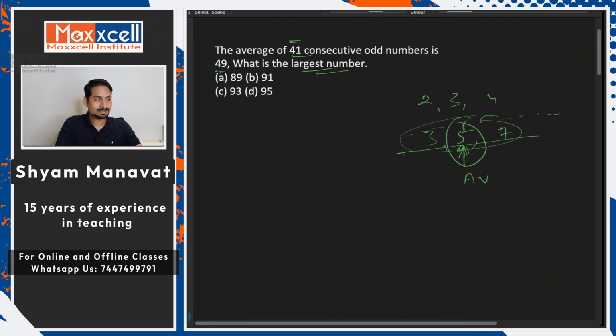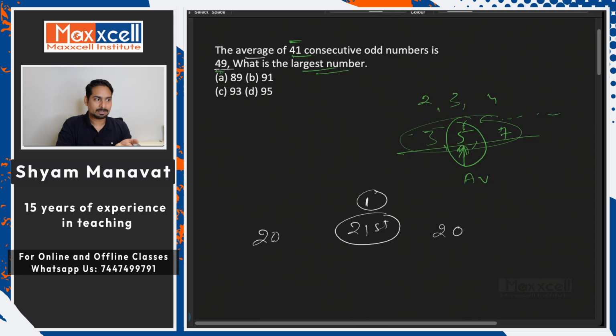If you have 41 numbers, you will have the 21st number in the middle, because before the 21st there are 20 numbers and after the 21st there are another 20 numbers. That is the 21st number, not 21. So 20, 20, 40 plus 1, 41. So the middle number should be the 21st number in that case, correct? Now the question said the average is 49.